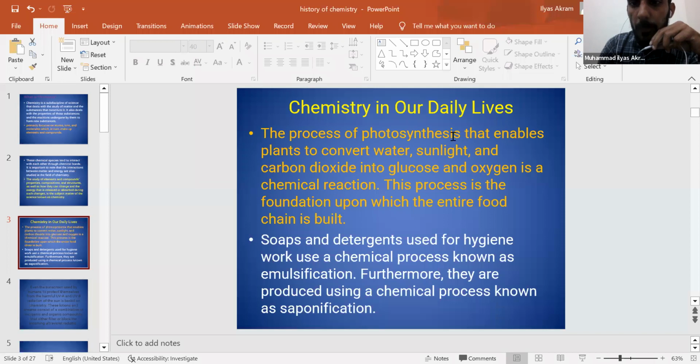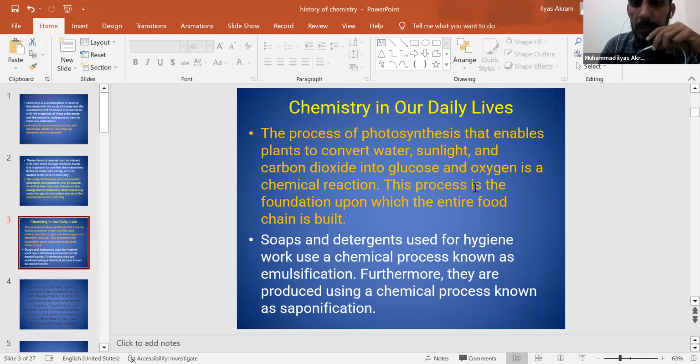the energy is used to convert carbon dioxide and water molecules into a molecule of glucose. So this is the light energy reaction and the matter interaction. The process of photosynthesis that enables the plant to convert water, sunlight, and carbon dioxide into glucose and oxygen is a chemical reaction. These chemical reactions are basically discussed in the field of chemistry.